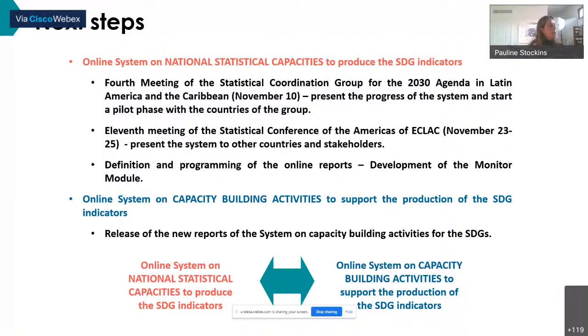Regarding the system on capacity building activities, we will promptly release the new reports of the system, maybe at the beginning of next year. And our aim, once the online system on national capacity is launched, is to be able to link both systems and so be able to know what countries are demanding and offering regarding statistical cooperation, and what the UN system is providing to the countries.